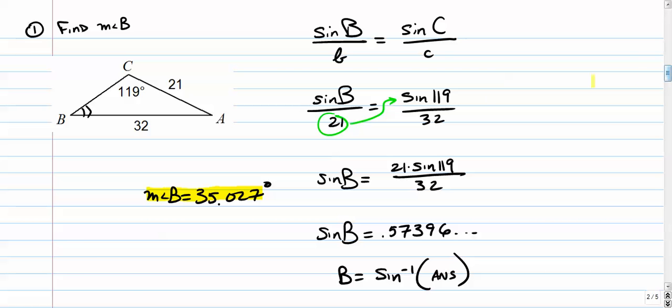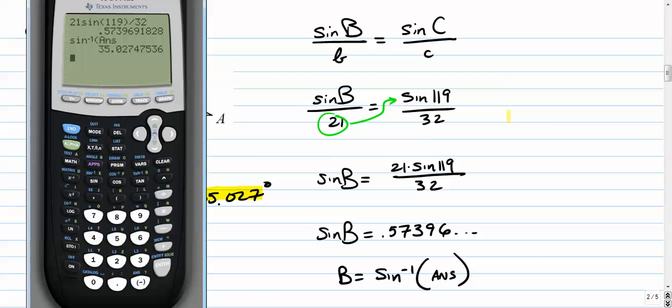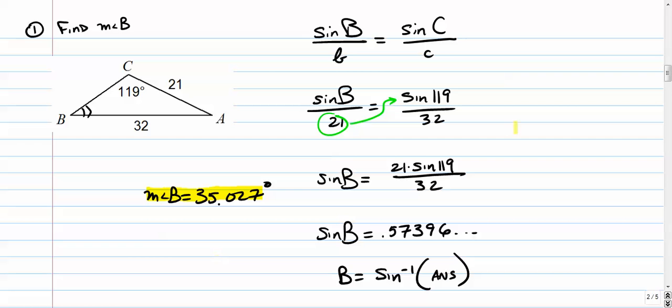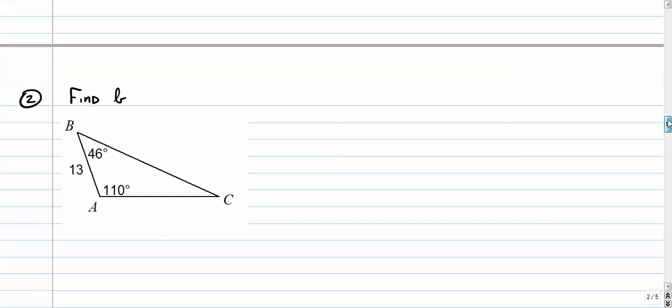There's a way that you can type that in all at once too. Maybe I'll show you that right now. Just like we did in the law of cosines video, we learned some shortcuts. So at the end, if you're hitting inverse sine, let's try to hit it at the beginning. And I want to type in 21 regular sine 119 close parenthesis divided by 32. Same answer.